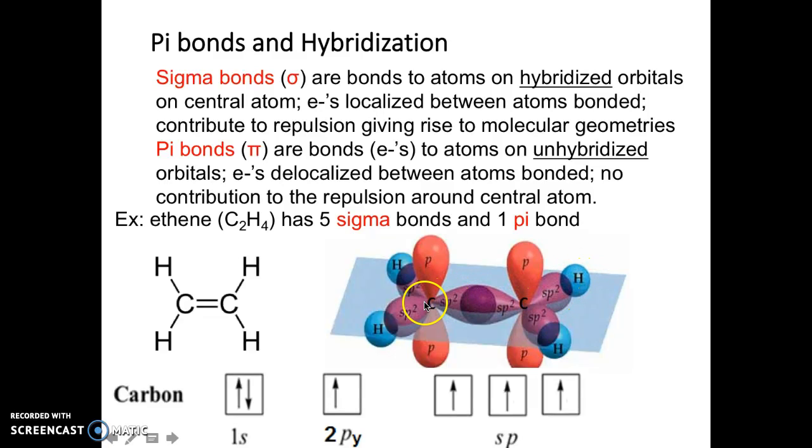Now if you look at it, carbon has 1, 2, 3 necessary hybridized orbitals. And so we need to hybridize the one s and 2 of the p's to make those 3 hybridized orbitals. And the same goes with this carbon right here. So hopefully you can see how the hybridized orbitals bond, and then of course how the unhybridized pi electrons bond with each other between the 2 atoms that have unhybridized orbitals.